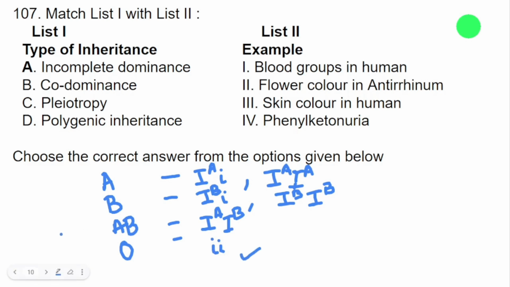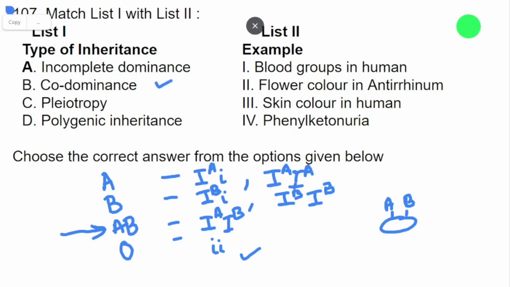The example is AB blood group. Both IA and IB, these two alleles are equally dominant and therefore both the antigens are expressed. So the RBCs of a person with AB blood group will have A antigen as well as B antigen. Both will express equally, and therefore the term is codominance, seen in blood group.